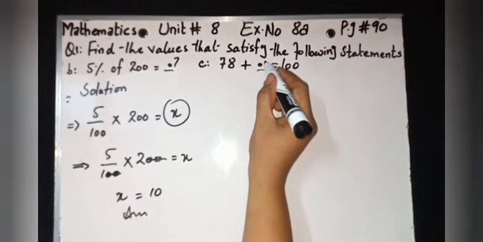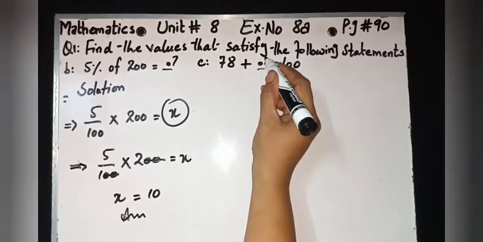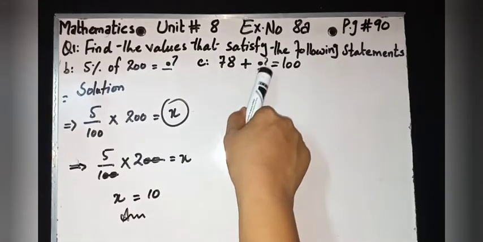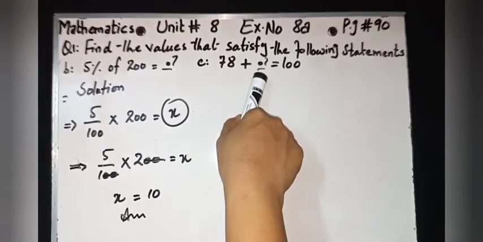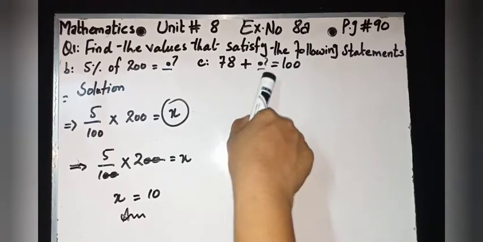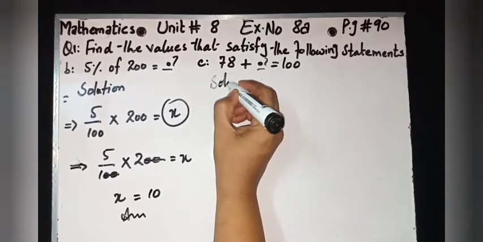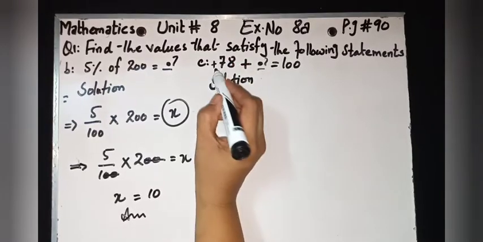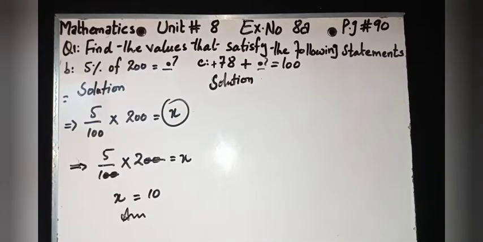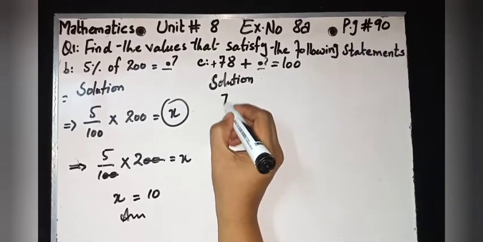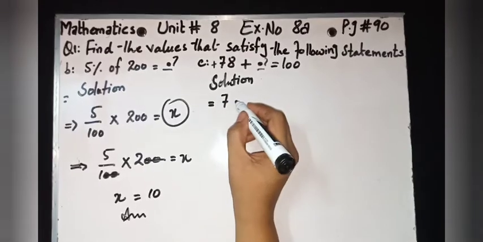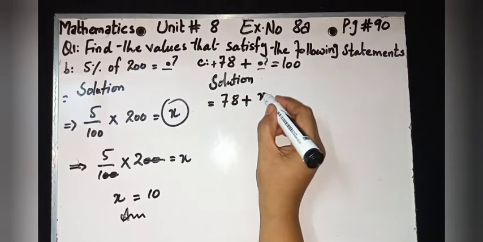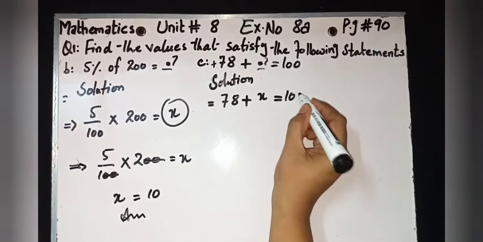Okay, now part C, 78 plus dash. It means this part value is missing. So we find the value of this part after plus. 78 plus dash equal to 100. After equal, 100 is given. 78. It means over here we have a positive sign, plus sign. We find the value of x. First we write again 78 plus x equal to 100.